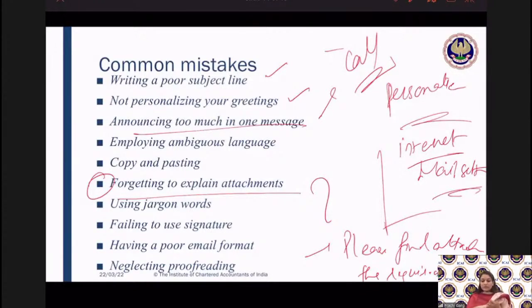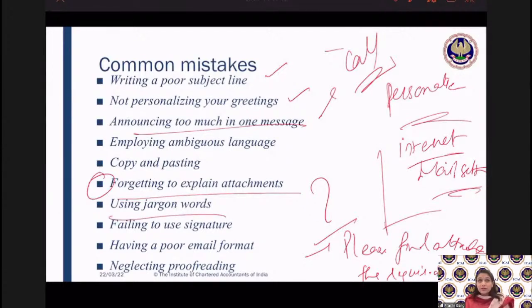Right? Now, at times we write this line, but we forget to attach the things. And the second thing, we attach the documents, but we forget to mention it in the email. So that is wrong. That is a big disaster. So if you're attaching things, please carefully check whether you have mentioned it in the email or not. And if you're mentioning it in the email, please make sure the attachments are there or not. Am I clear?